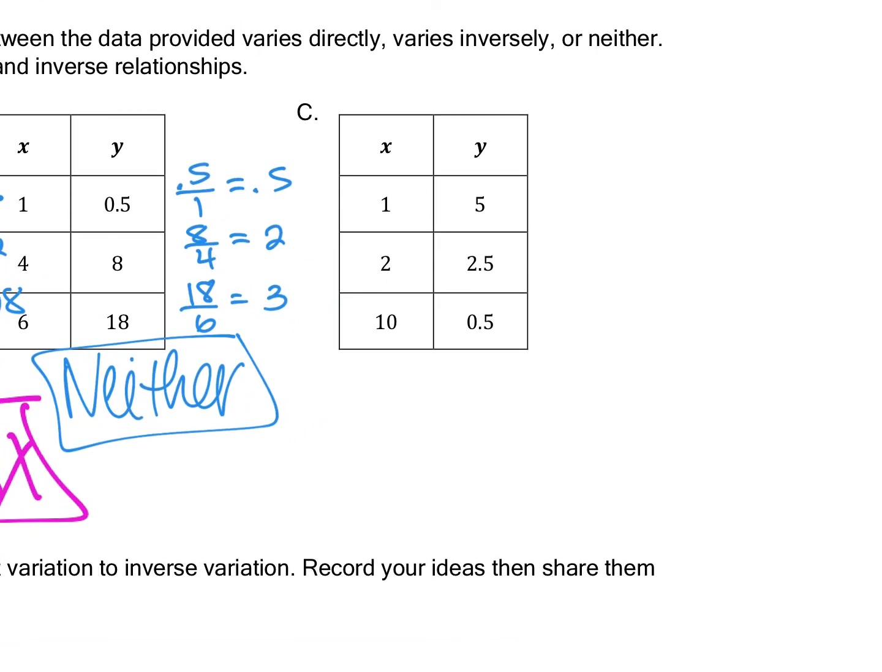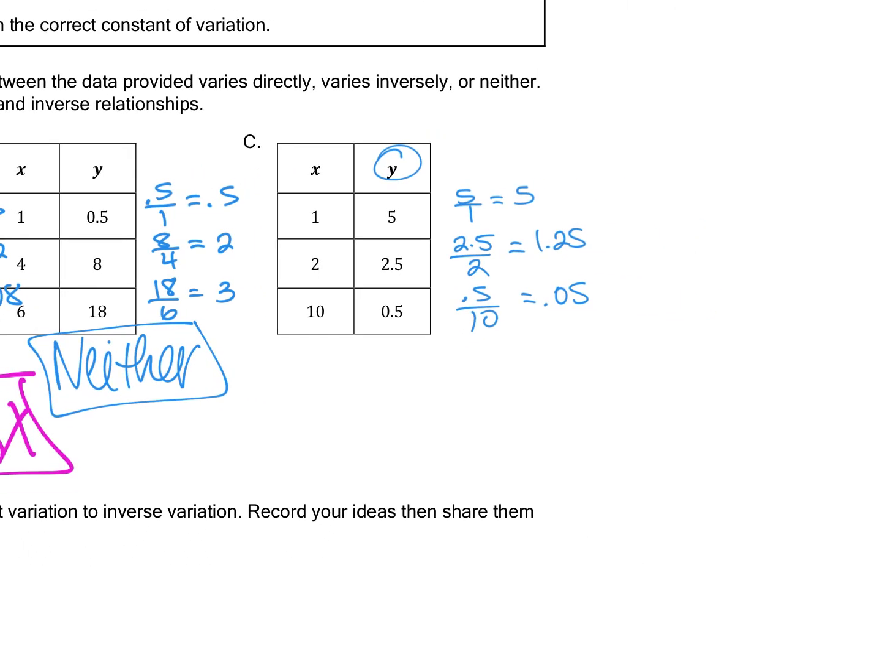Okay, so looking at C, so I'm going to have 5 divided by 1. Always start with the y. That's 5. 2.5 divided by 2, which is 1.25. 0.5 divided by 10, which is 0.05. So those are not constant. Now let's try multiplying it. So 5 times 1 is 5. 2.5 times 2 is 5. And 0.5 times 10 is also 5. So there's our constant of variation.